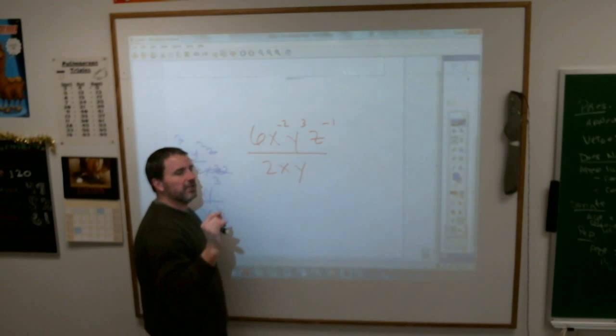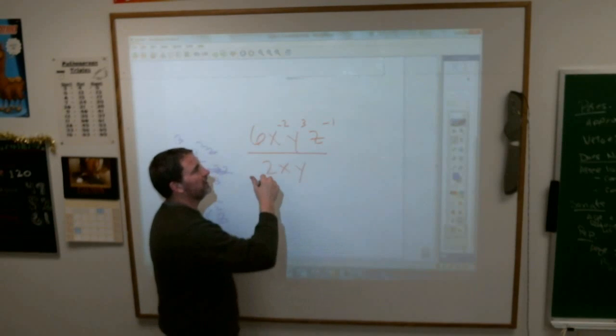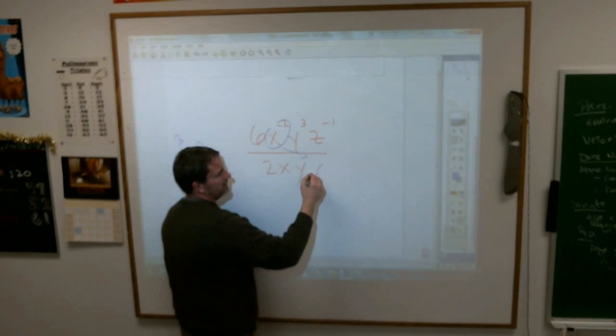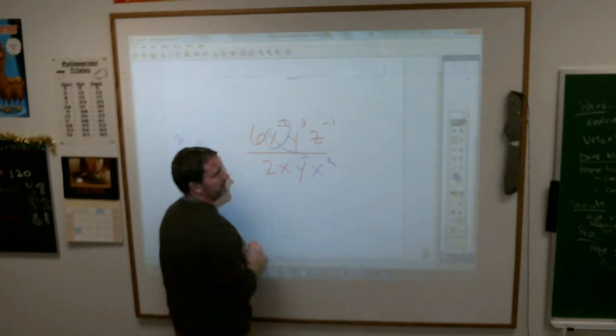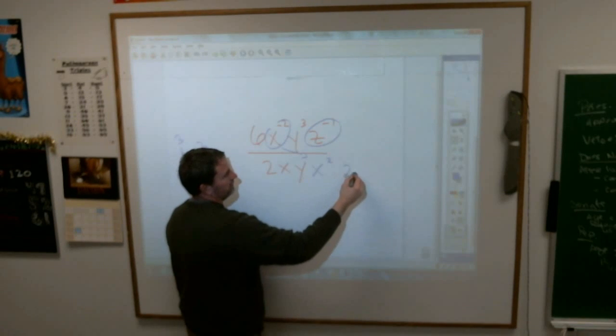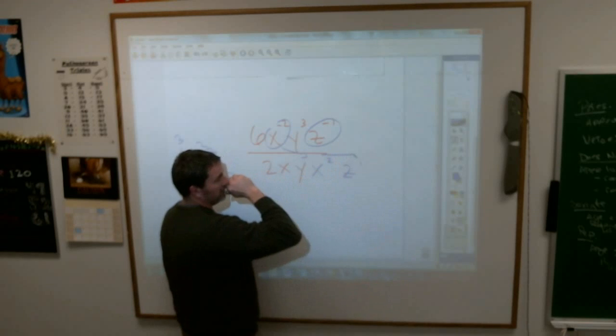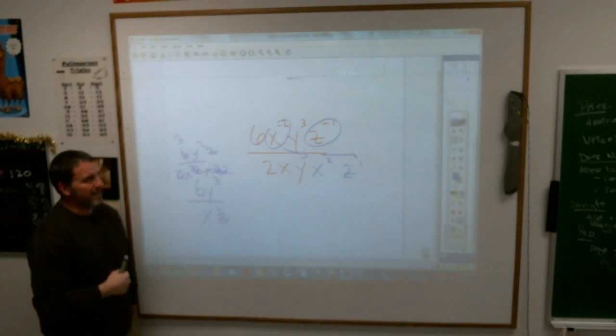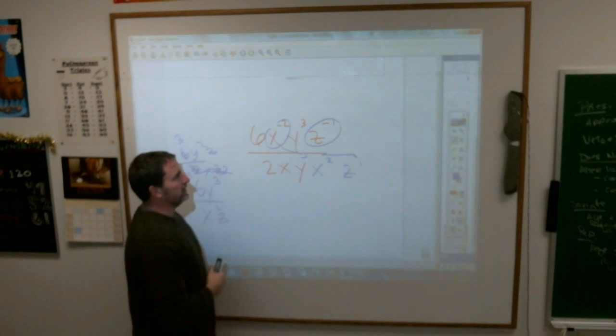Step number 1 is make your negative exponents positive. So bring this to the bottom and make it x to the second power. Bring this to the bottom and make it z to the first power. How many people at least got that part going for them? Perfect. Now it's a matter of simplifying what you can.